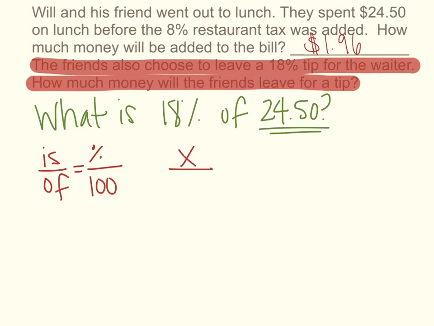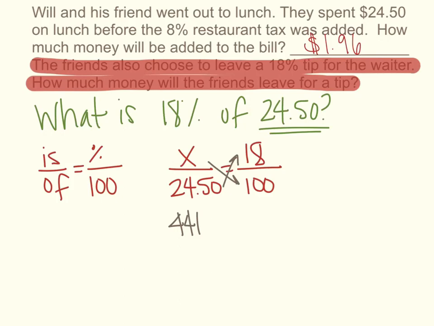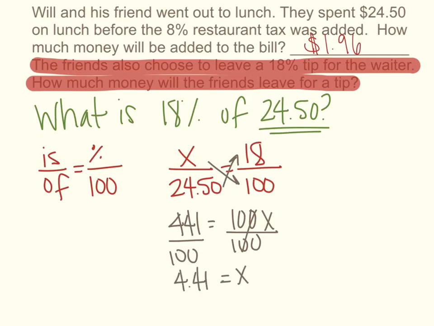So I don't know my is. I know that Will spent $24.50 at lunch. Will wants to leave an 18% tip. Cross multiply and divide. So when that happens, $24.50 times 18 gives us 441 is equal to 100x. Okay, you'll notice I've just, for the sake of time on the video, skipped that first step of writing out what I'm multiplying with the cross multiplication, but you guys are well aware of what we expect to have happen on your papers. And x is going to equal $4.41.